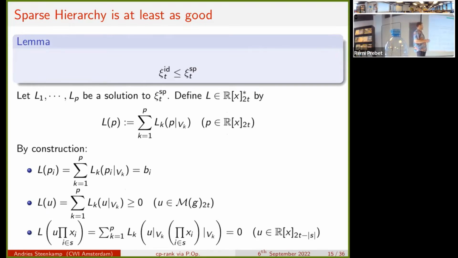Let's say you have a solution L1 to LP of your sparse hierarchy. Then you can define the possible solution L for your dense hierarchy by simply summing together the little LKs. Again, you have to account for the support of the LKs because L operates on polynomials in n variables, and these LKs operate each respectively on polynomials in dk many variables.